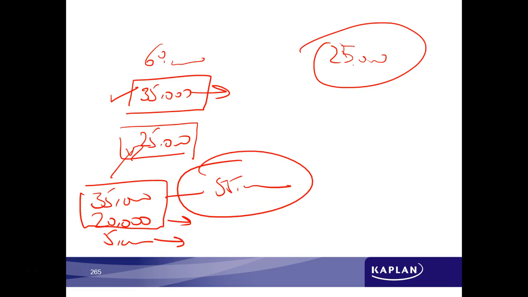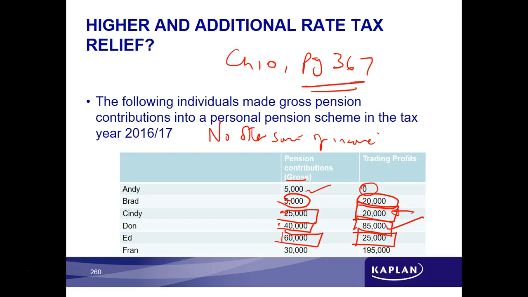What I'll do is I will leave you to experiment with the last one because it's quite interesting. It's a full one. And not just experiment, what I actually recommend is that I'll just give you the basis that you can see here. Trading profits are 195. He's put in 30,000. So this person is allowed relief at all the rates. So extend all the bands and work out the tax. The answers are on the next page. It's an example in the textbook.